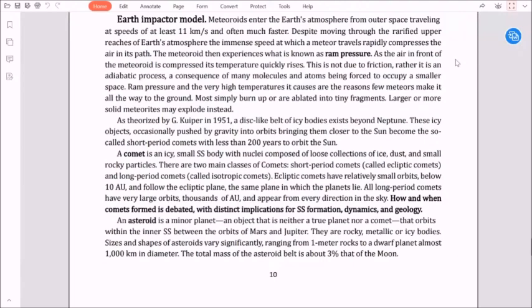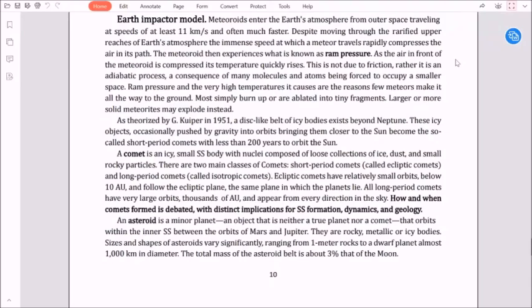As theorized by Cooper in 1951, a disk-like belt of icy bodies exists beyond Neptune. These icy objects, occasionally pushed by gravity into orbits bringing them closer to the Sun, become the so-called short-period comets, with less than 200 years to orbit the Sun.